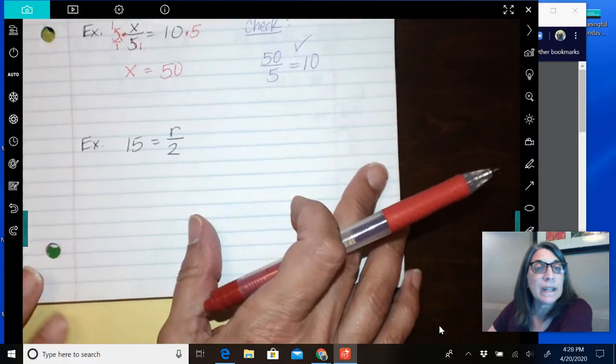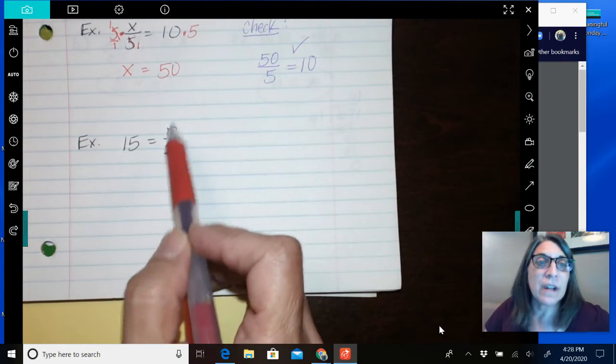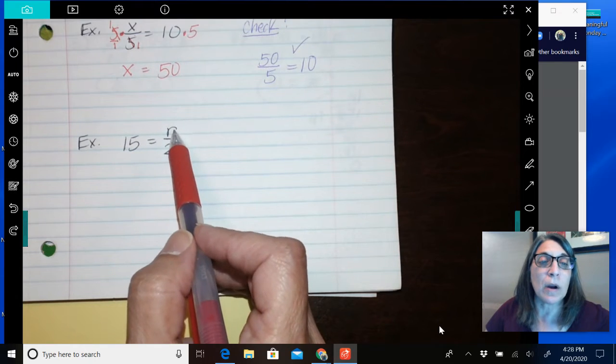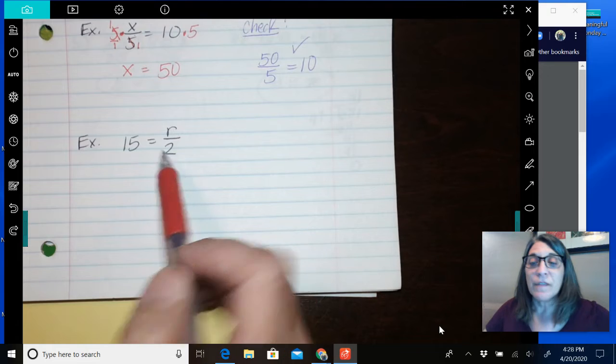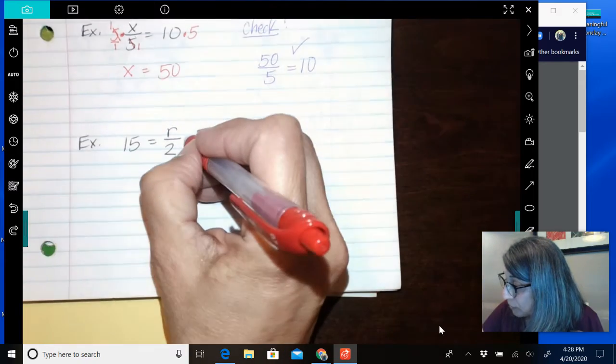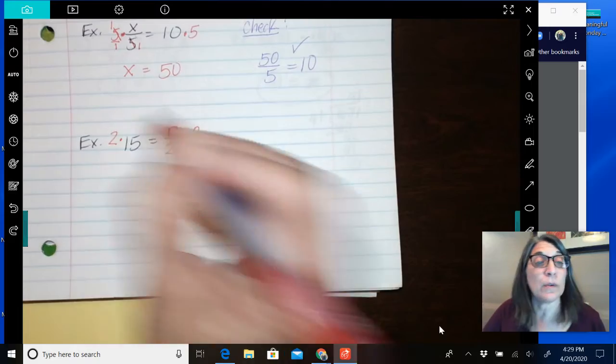So what number do I need to multiply by? Well, go to the side of the equation that has the variable and look at what number you have here. This is a division relationship. r is being divided by 2. If I want to undo the division, I need to do its inverse. The inverse of division is multiplication. So I'm going to multiply this side by 2 and multiply this side by 2.